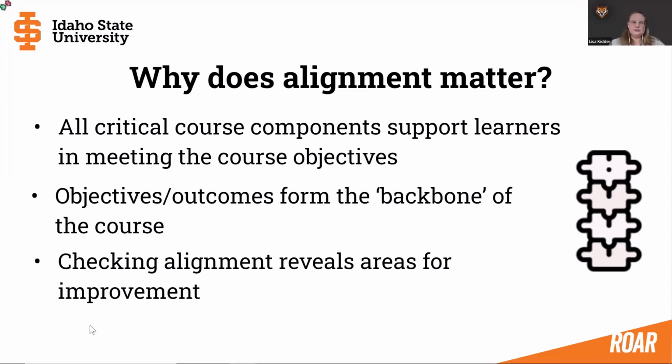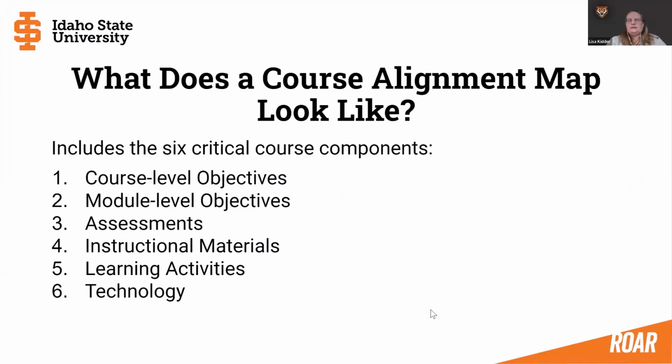Thank you, Kim. Looking at alignment, we have the 6 critical course components that contribute to alignment. An alignment map has to include these 6 items. Course level objectives or outcomes, we use those terms interchangeably. Module level outcomes, a module is a small segment of your course. Assessments, instructional materials, learning activities, and technology. A course alignment map just needs to have those items.